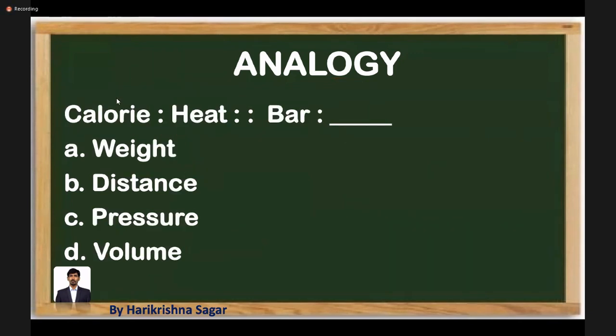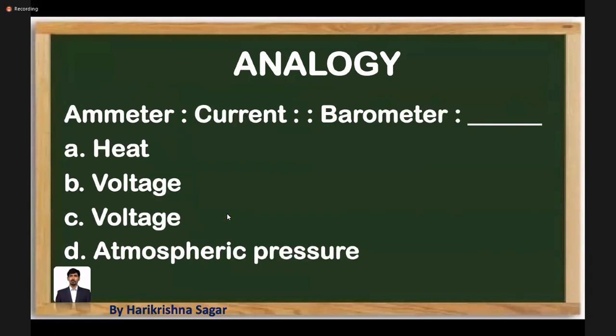Look at the next question. Calorie is a unit for heat. Bar is a unit for atmospheric pressure. Mark it as option C. Ammeter, current. Barometer is what? Ammeter is used to measure the current. Barometer is used to measure atmospheric pressure. Mark it as option D.